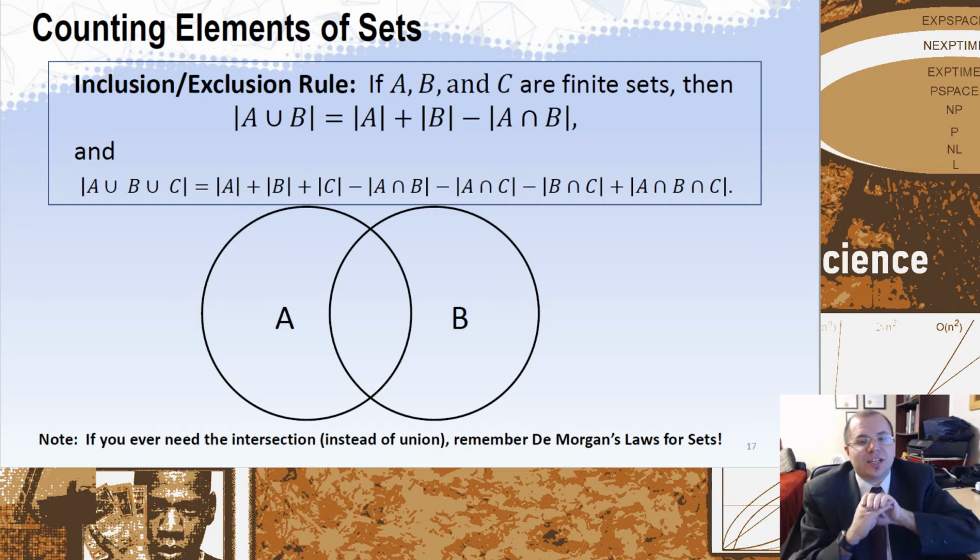Now, just remember, I gave you in the other lecture a property for how you can convert between union and intersection. So you can use De Morgan's law to go between union and intersection. So if you find yourself wanting to use this rule with the intersection, you might find this pretty handy. So that's basically it when it comes to sets.